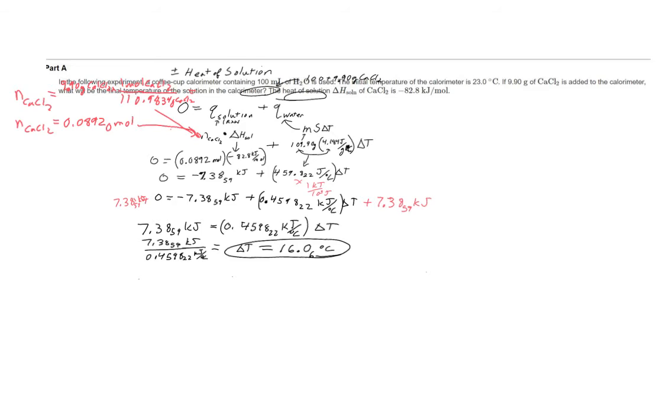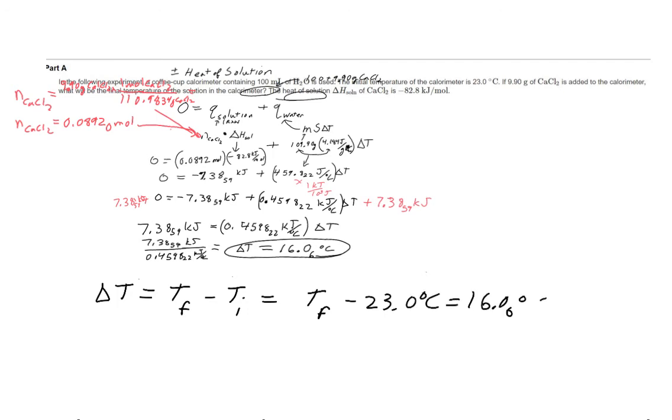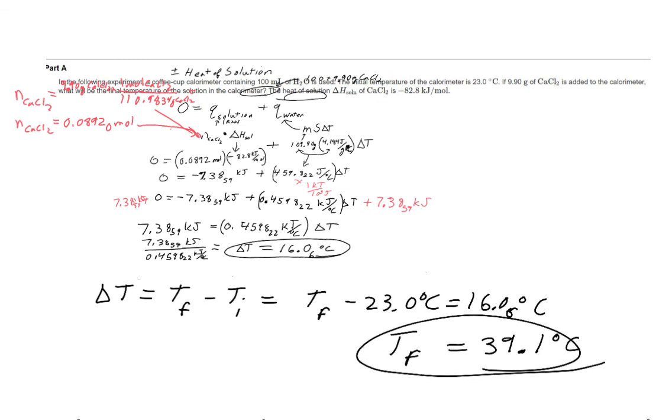And remember, change in temperature equals temperature final minus temperature initial. Our initial temperature was 23 degrees Celsius, and the change is 16.06 degrees Celsius. Now solve for TF by adding 23 to both sides. That gives you 39.1 degrees Celsius. Booyah!